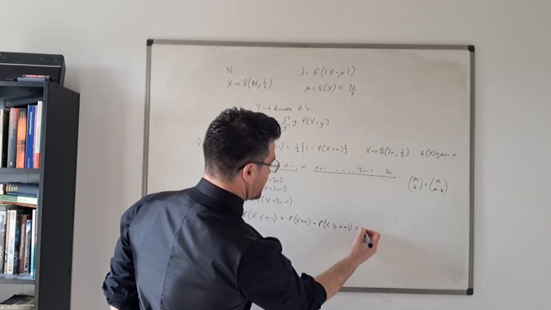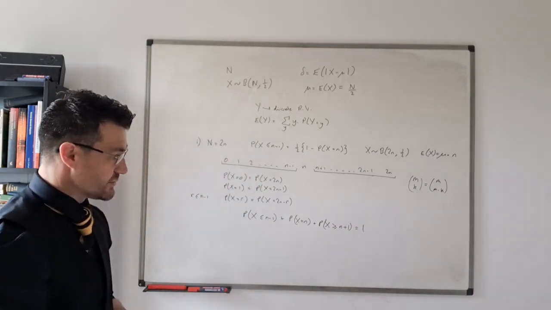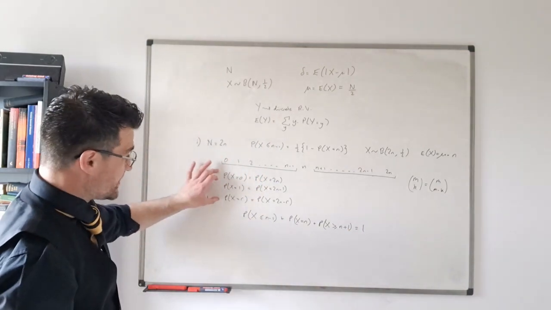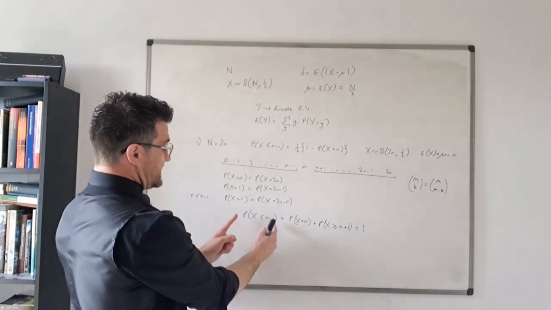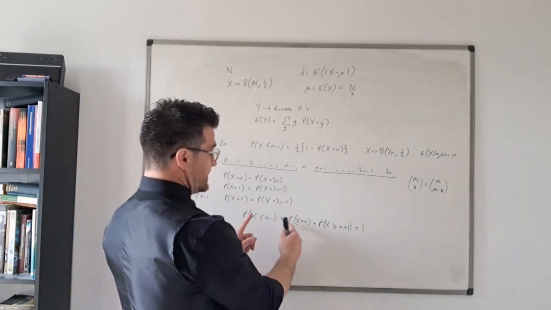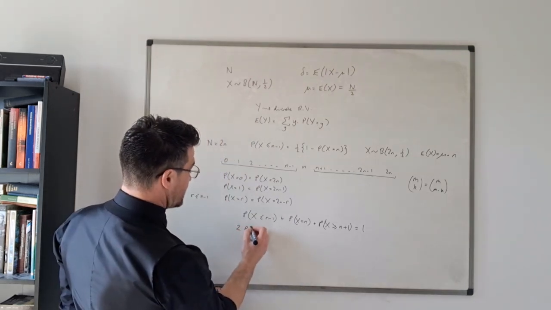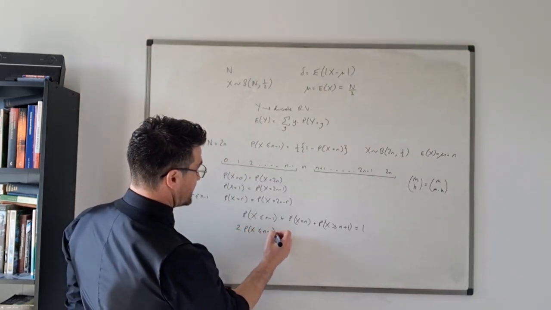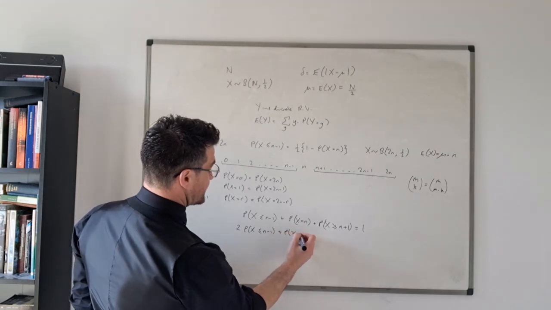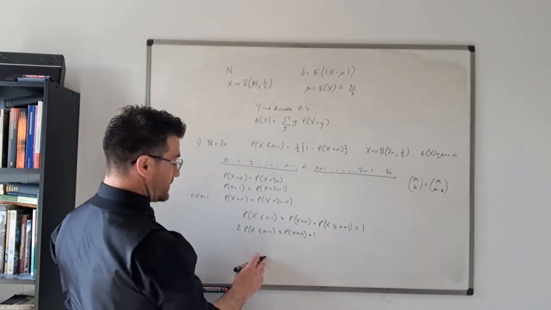So that means that the sum of their individual probabilities must be equal to 1. Now, because of this symmetry, the probability of this event is equal to the probability of this event. So twice the probability that x is less than or equal to n minus 1, plus the probability that x equals n, is equal to 1.